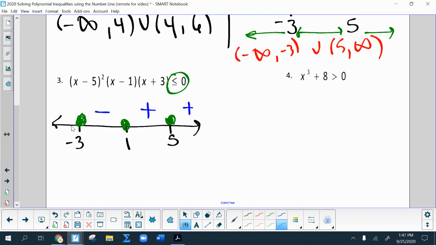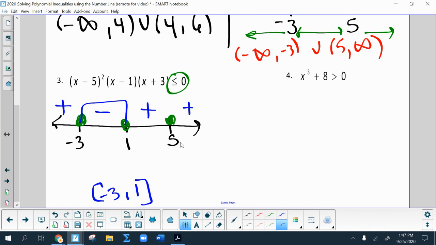And then to the left of -3, like -4, will give me a positive times a negative, which is a negative, times another negative, which is a positive. We only have this little tiny window for our answers, -3 to 1. And if you want to think about graphing this, this is a fourth degree polynomial that is opening up on the left, up on the right.